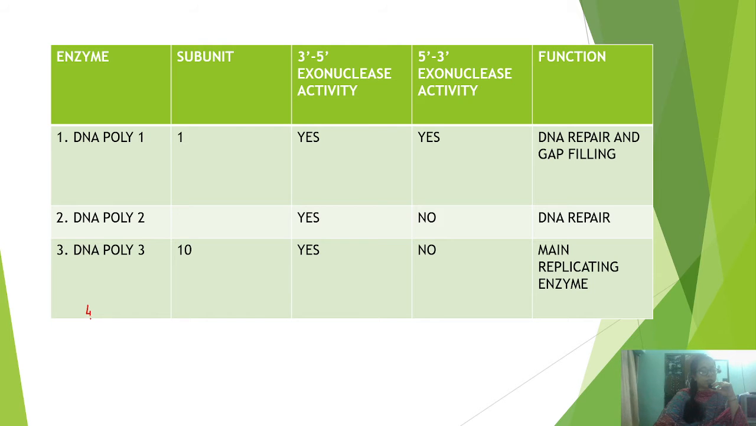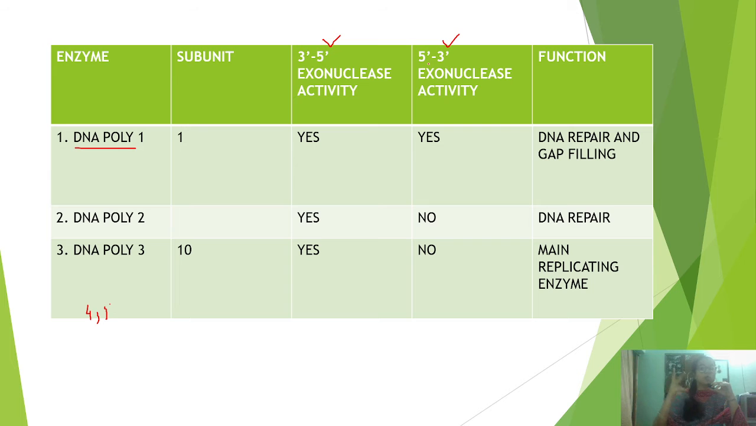The 4th and the 5th types are responsible for error proofreading, and these 3 are the main types of DNA polymerase found in prokaryotes. DNA polymerase 1 has both 3' to 5' and 5' to 3' exonuclease activity. You must be wondering what exonuclease activity is.